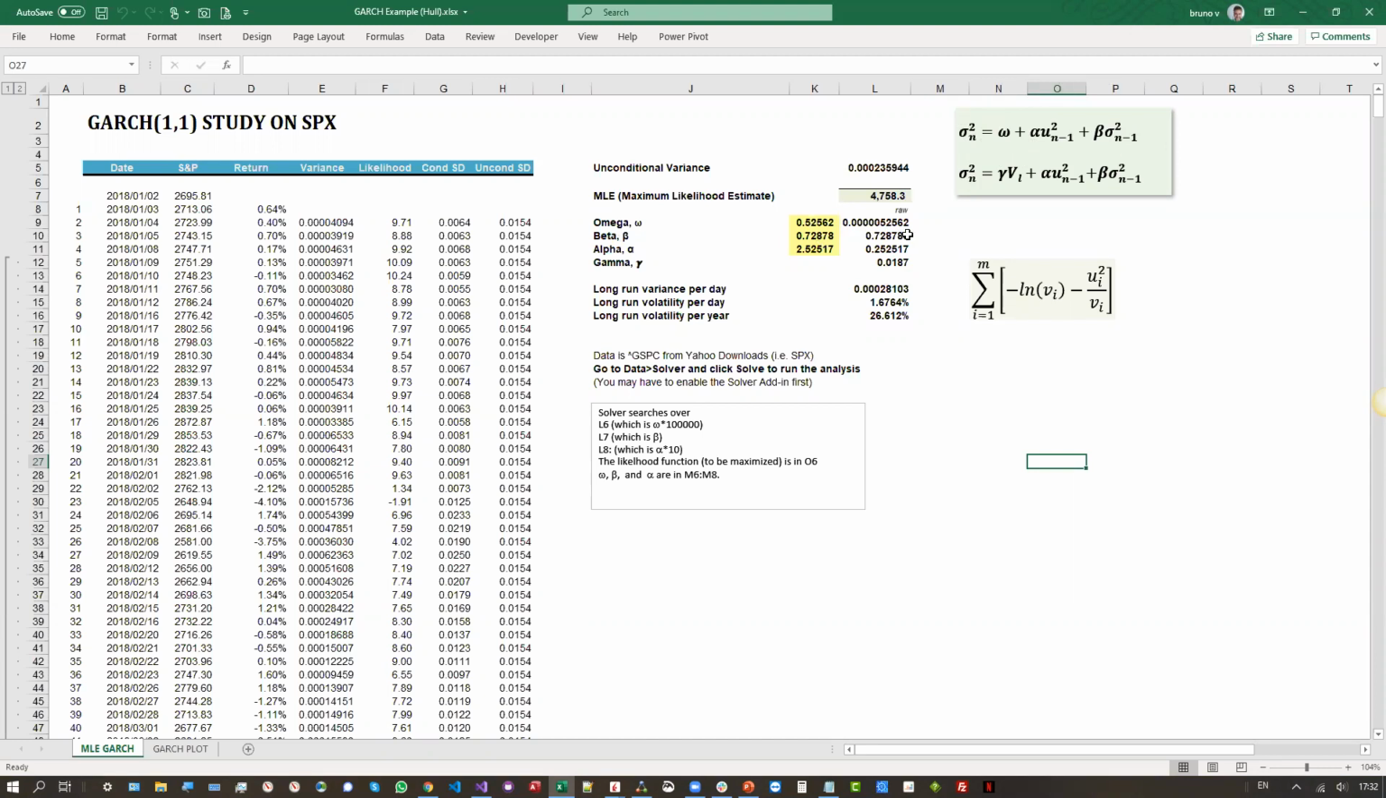72% or 73% of today's variance can be explained by yesterday's variance. I'm not saying it is ultra high, but it is worth noticing that there is that stickiness in terms of volatility.